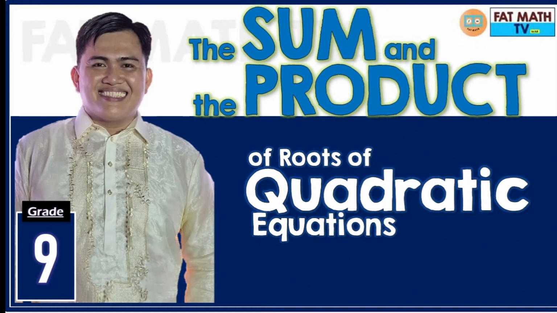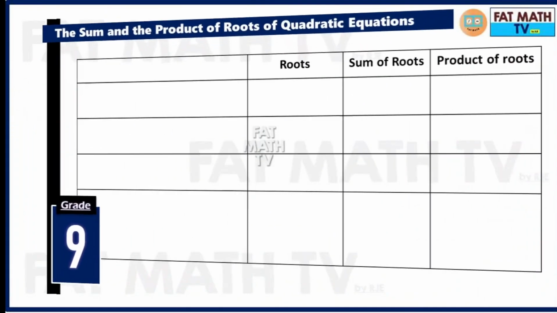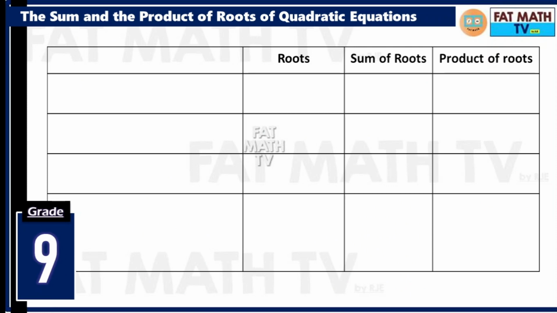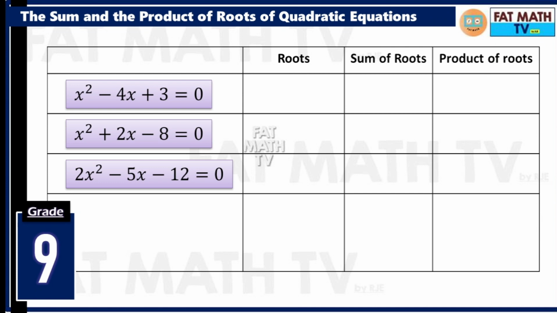In this video, we will have the sum and the product of roots of quadratic equations. Consider the following quadratic equations. 1. x squared minus 4x plus 3 equals 0. 2. x squared plus 2x minus 8 equals 0. And number 3, 2x squared minus 5x minus 12 equals 0.